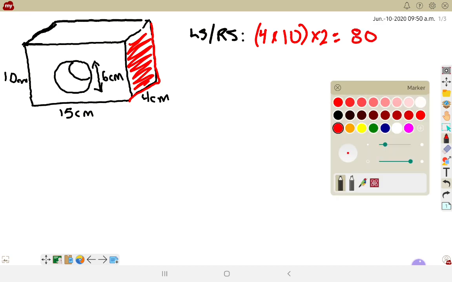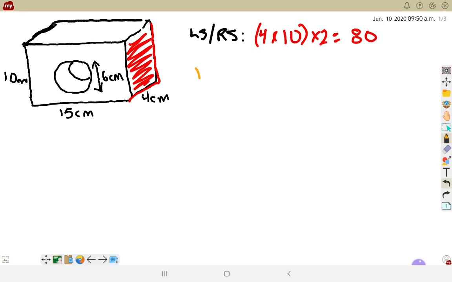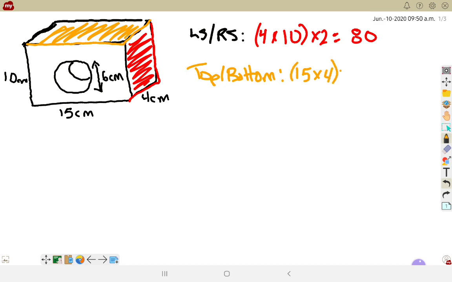Now I'm going to look at the top and the bottom. Again, I'm just going to look at the top and the bottom because when I look at the top, it is a full rectangle and the bottom would be the same. So this one is 15 by 4. So 15 by 4, and the top and the bottom are the same, so we're going to times by 2. 15 times 4 is 60, times 2 gives us 120.